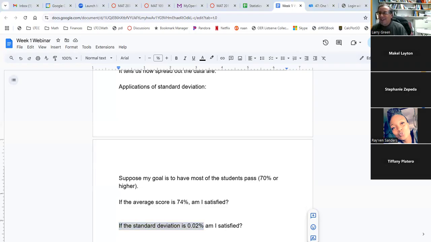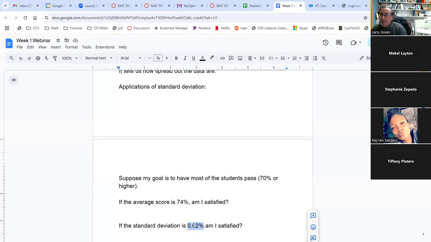Okay. All right. So here's the deal. The answer is yes, because the standard deviation is 0.02%. That's a tiny number. If you take 74% and subtract 0.02%, you actually get 73.98%. That's still passing. If you go 2 standard deviations below, that'd be 0.04%. That's still passing. Even 10 standard deviations below would be still passing. If the standard deviation was 0.02%, then everyone passed.